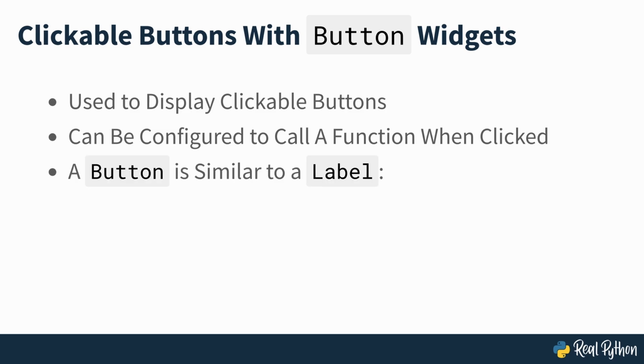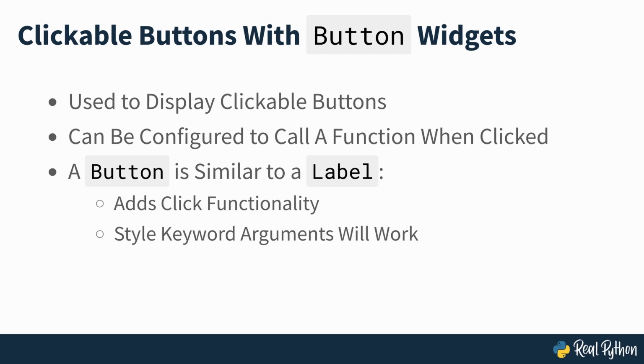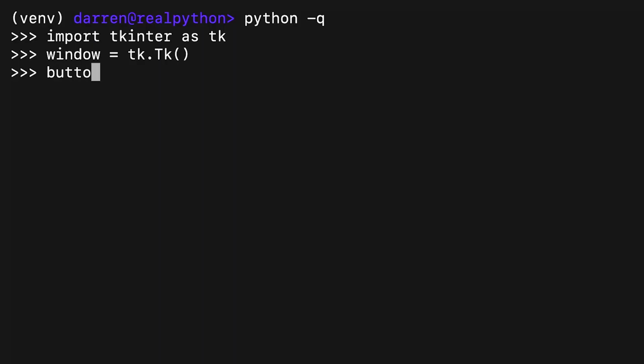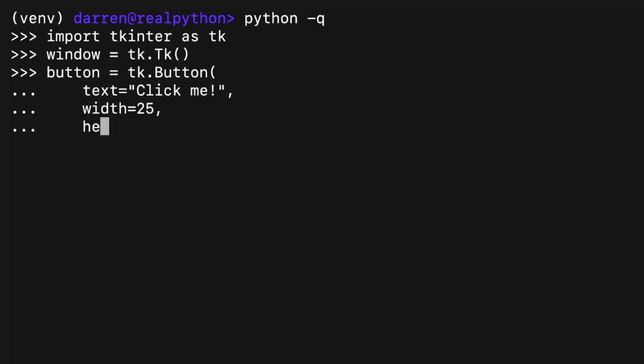There are similarities between button and label widgets. In many ways, a button is just a label that you can click. The same keyword arguments that you use to create and style a label will work with button widgets. For example, this code creates a button with a blue background and yellow text. It also sets the width and height to 25 and 5 text units, respectively.